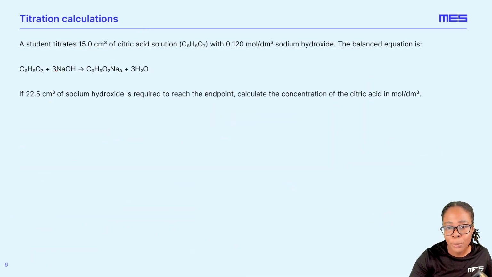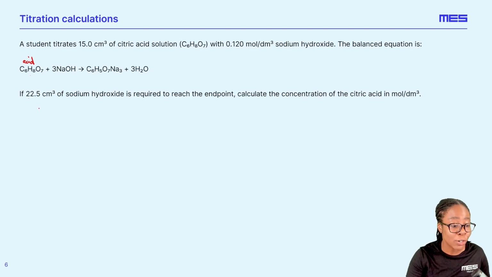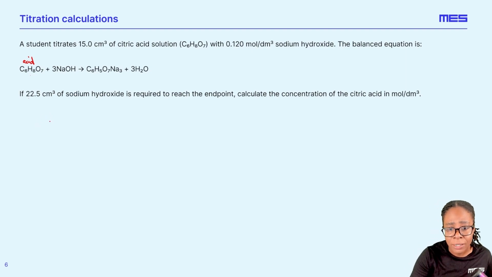Okay, next example, we have got 15 centimeters cubed of citric acid, which is this, reacting with sodium hydroxide. We've got the balanced equation, and we are told that 22.5 centimeters cubed of sodium hydroxide is required to reach the endpoint. Calculate the concentration of the citric acid. Now, again, we'll use the exact same approach, right? We've got our acid reacting with our sodium hydroxide.